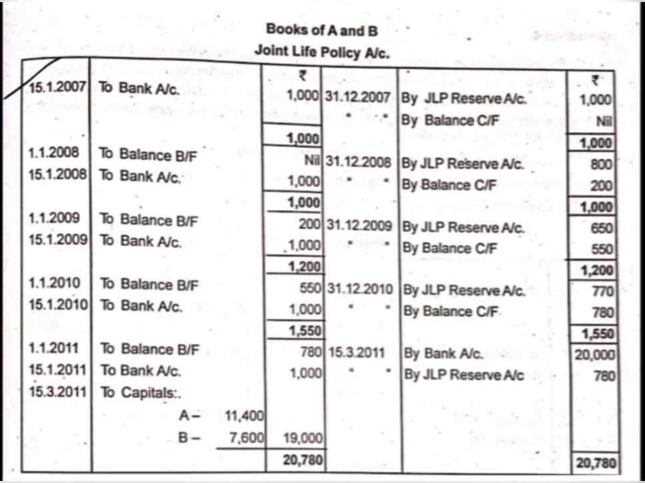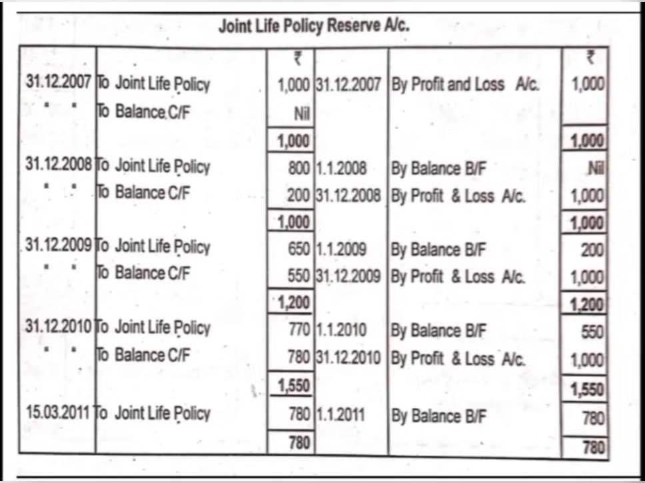So the date here is 31st December 2007. So there the first entry at the end of the year is for making the appropriation of profit by keeping aside an amount which is equal to the annual premium. The entry is profit and loss account debit to joint life policy reserve account. So on the credit side, in the joint life policy reserve account on 31st 12 2007 we are going to write by profit and loss account amount is rupees 1000.